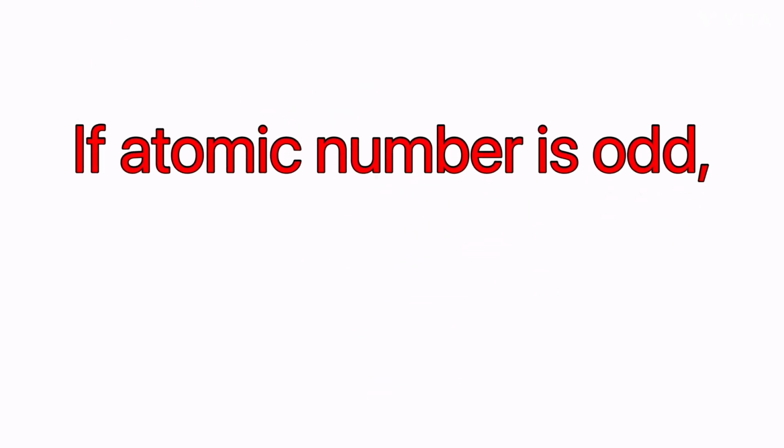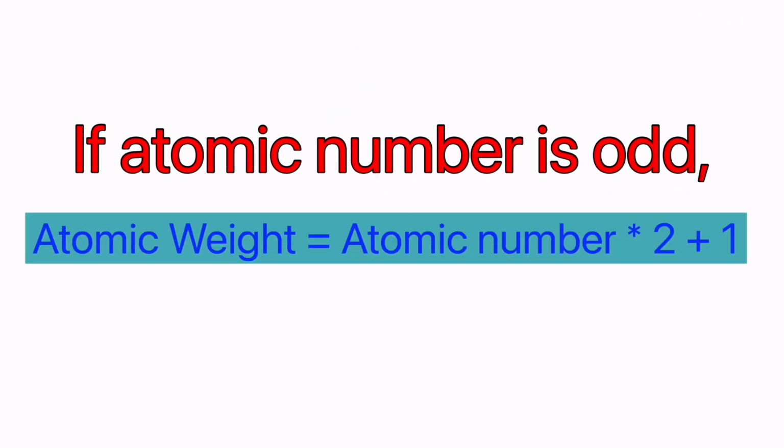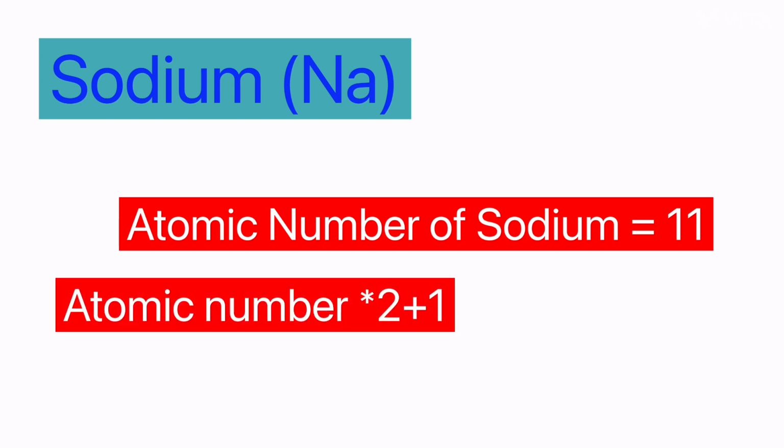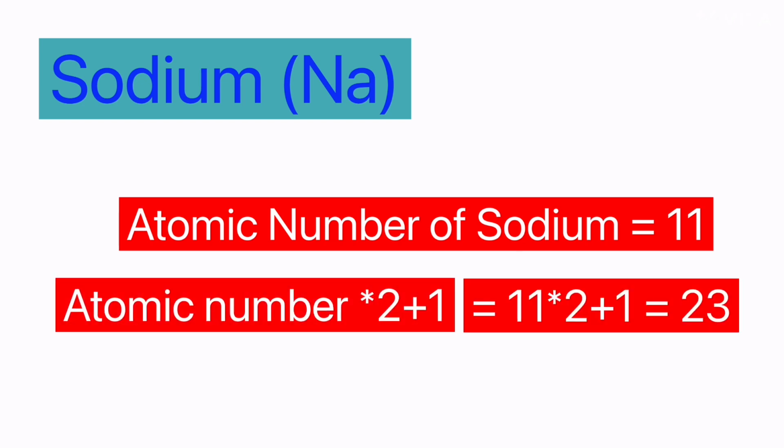And if the atomic number is odd, atomic weight is equal to atomic number into 2 plus 1. If we take the example of sodium, the atomic number of sodium is 11, and when it is multiplied by 2 and added by 1, it gives 23, which is the atomic weight of sodium.